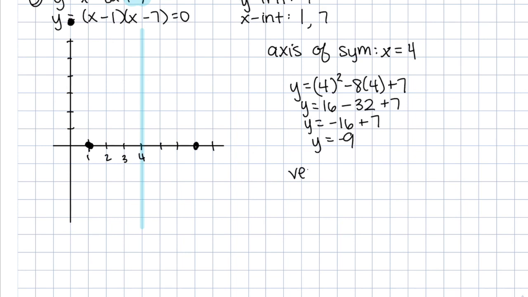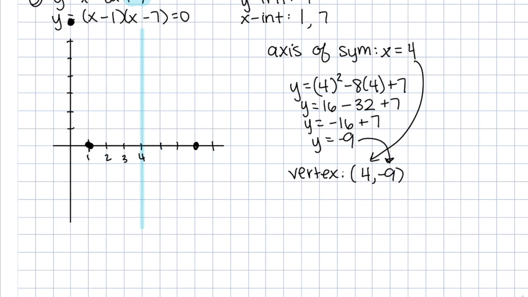So my vertex is 4, -9. The 4 comes from the axis of symmetry, and the 9 comes from plugging in the x value for the axis of symmetry. So that x is going to be way down here. So 1, 2, 3, 4, 5, 6, 7, 8, 9.